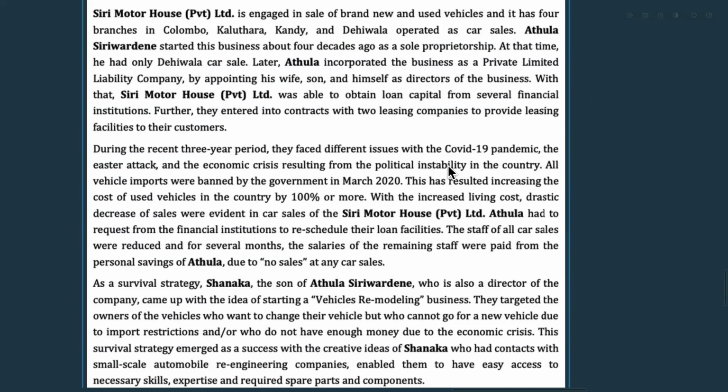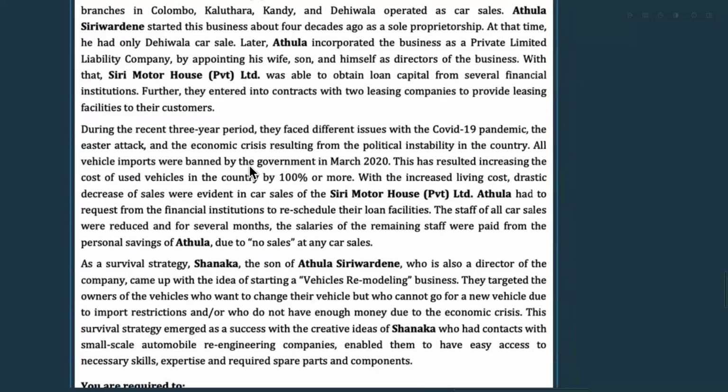So they are talking about political instability, that is the political environment. They are talking about the economic crisis, that is the economical environment. The Easter attack problem, and the COVID-19 pandemic, those are natural disasters. So we can categorize these problems. All vehicle imports were banned by the government. So this is going to be the political government policy in March 2020.